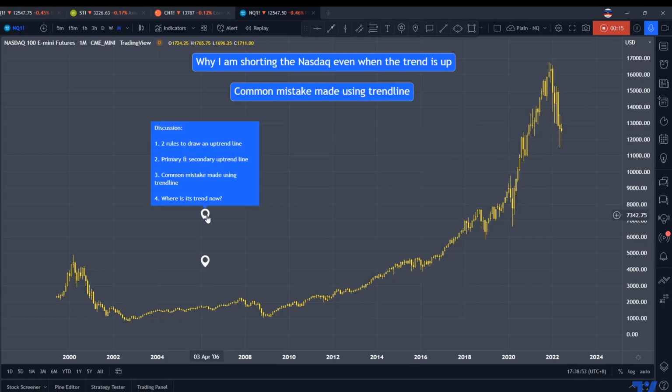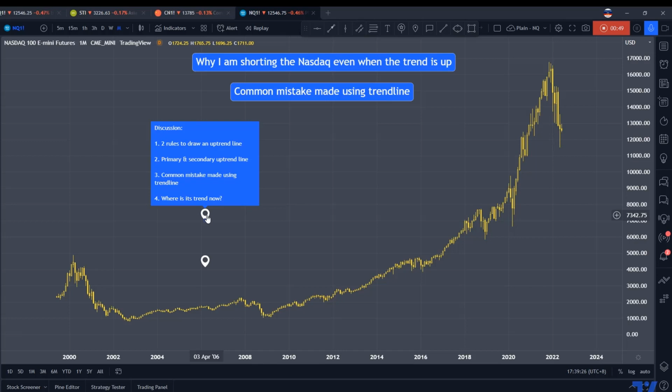So the framework of our discussion today has four keys. The first key is that I'm going to discuss the two rules to draw an uptrend line. And I'm going to demonstrate applying the two rules to identify the primary and the secondary uptrend line. Then, of course, we're going to discuss the common mistake made using trend line. And last of all, we're going to discuss where the trend is right now for NASDAQ. And for this example, I'm using the E-mini NASDAQ from CME.